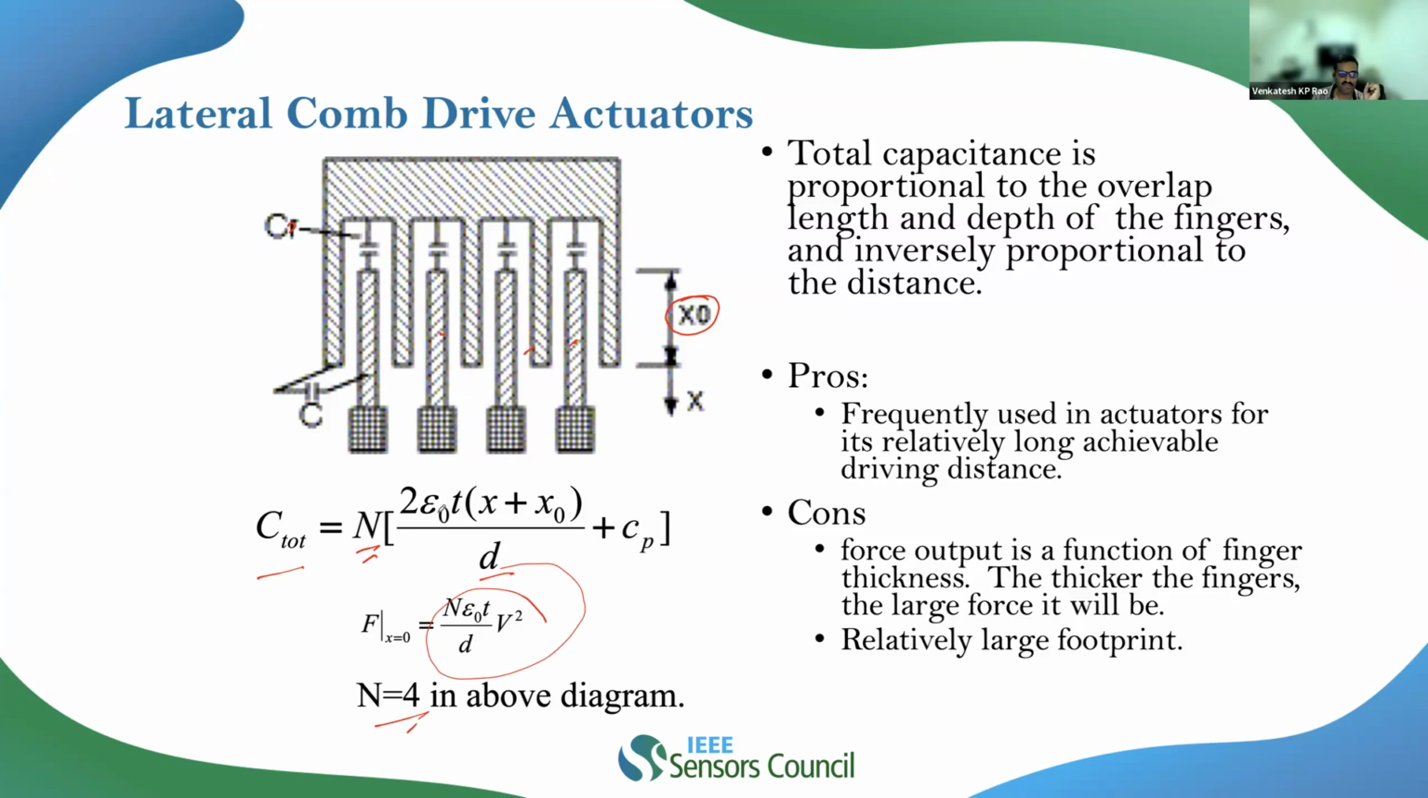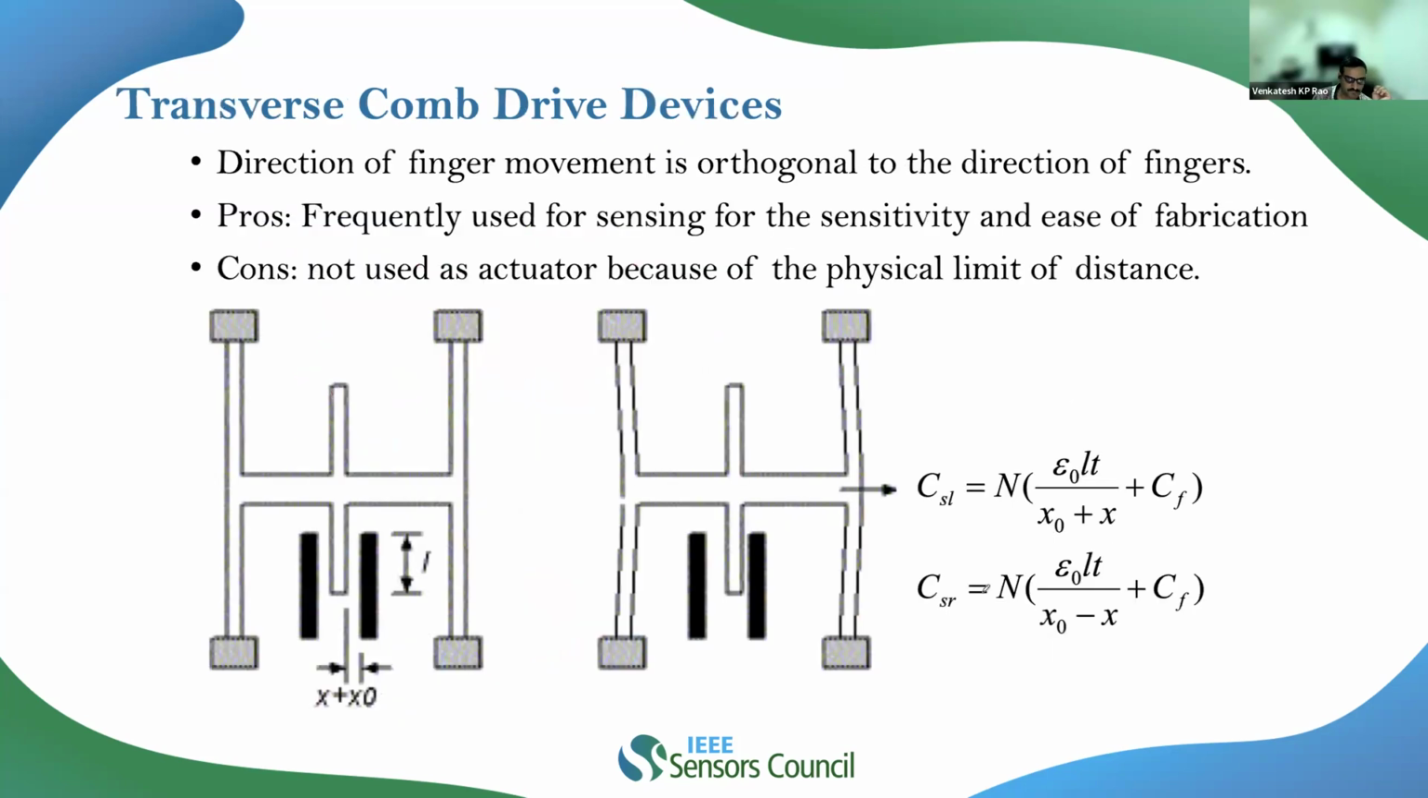Because for each comb finger, if you look into it, we have 2 capacitors which get formed. One capacitor over here, another capacitor over here. That's how we get this term 2 over here, right? And this will be the total capacitance which comes up. This is C plus Cp for each one, right? And then the energy is half CV squared, which all of you are familiar with.